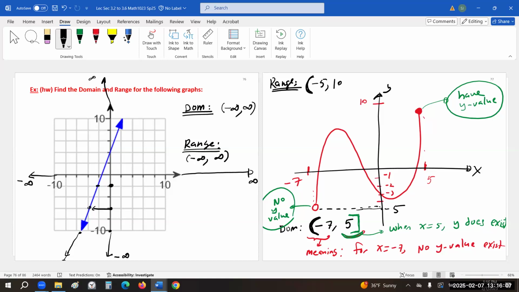Okay, and we know the largest y value is 10. So when y is 10, do you have a valid y value there? We do because it's closed. Closed means, yeah, we have a number there. So since we have a number, we represent that with a bracket. Bracket means the number next to that does exist, and parenthesis means the number next to that doesn't exist in the graph. Okay? Any question?